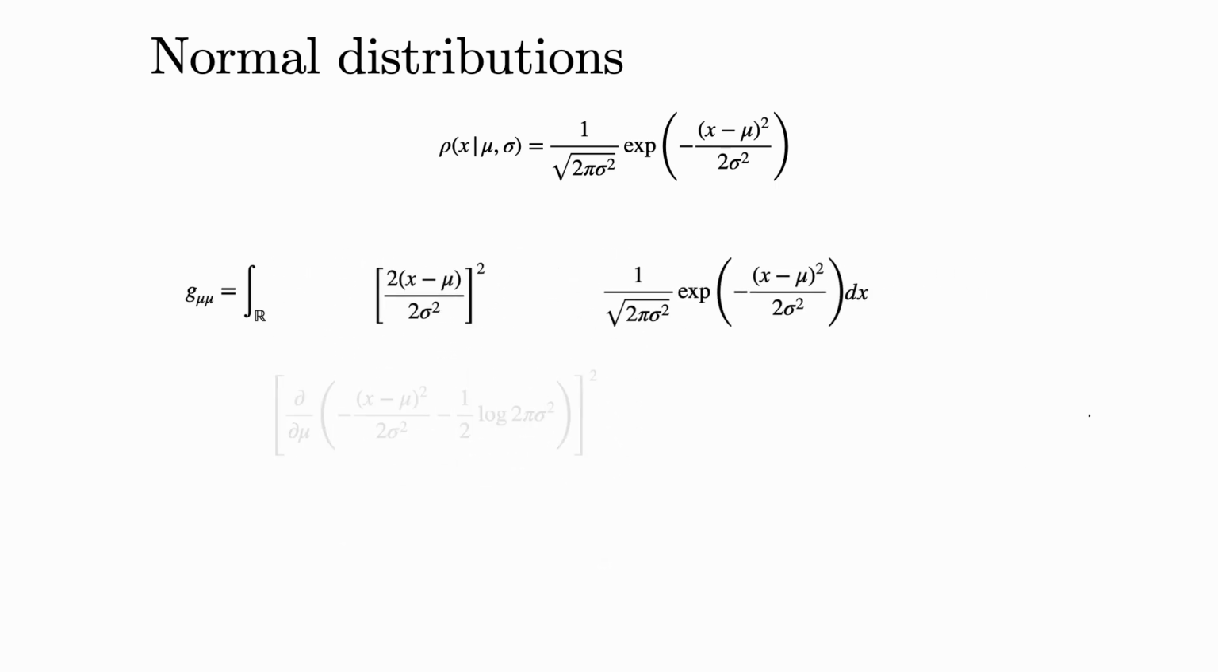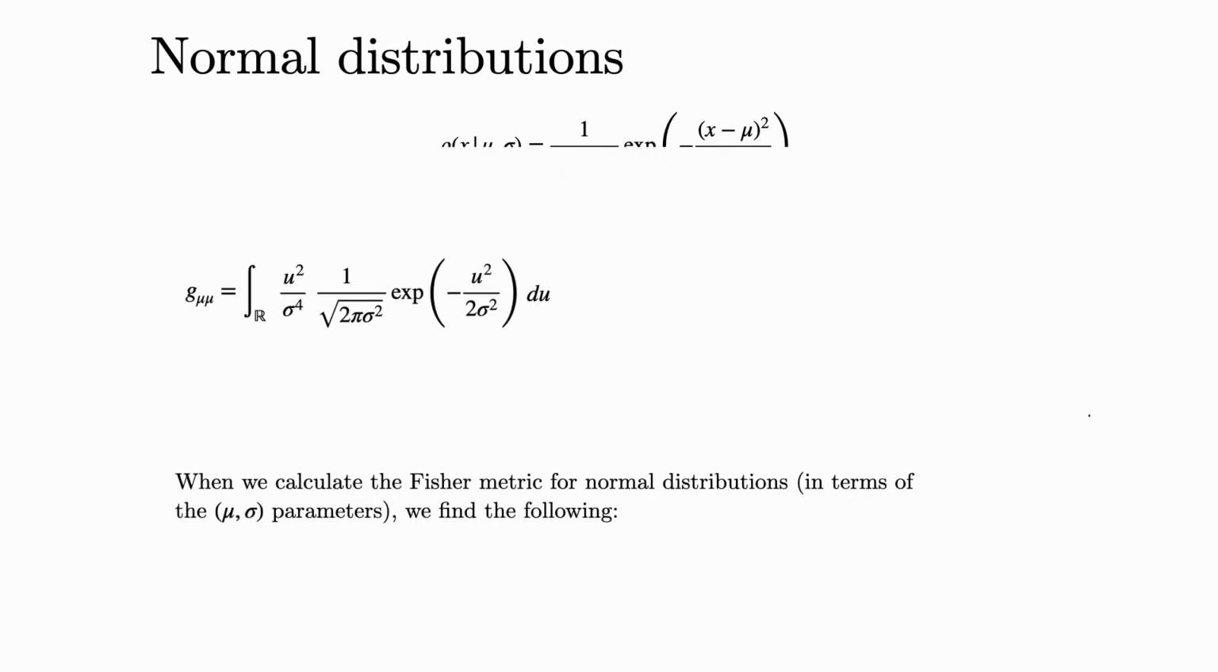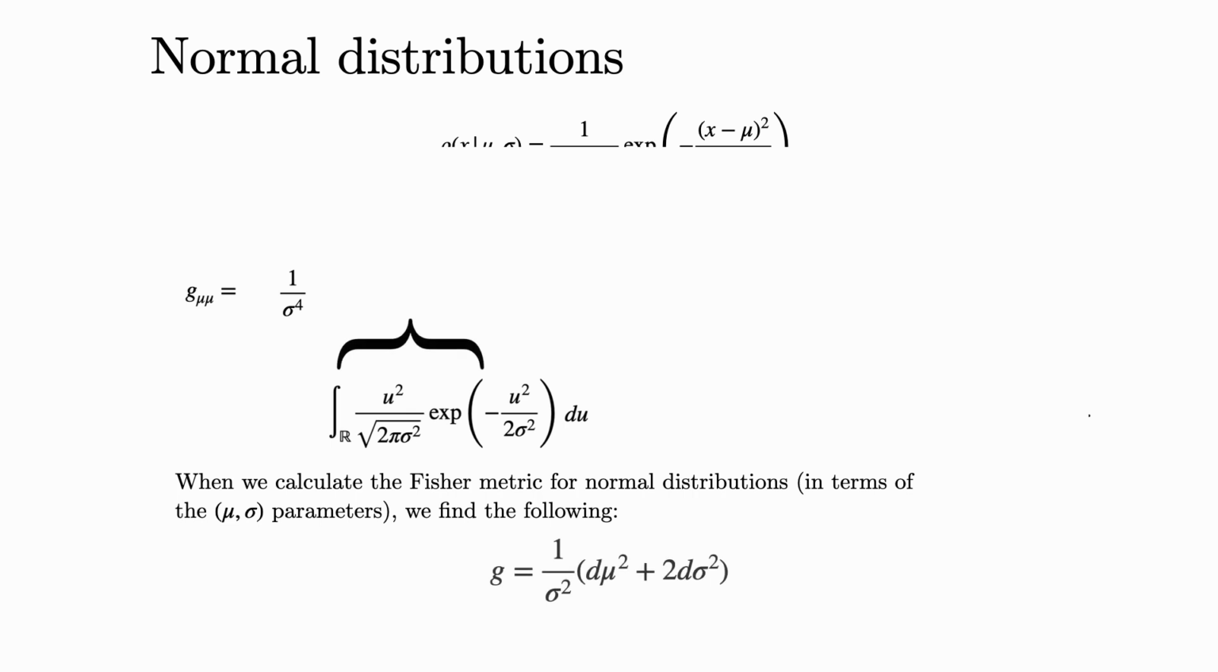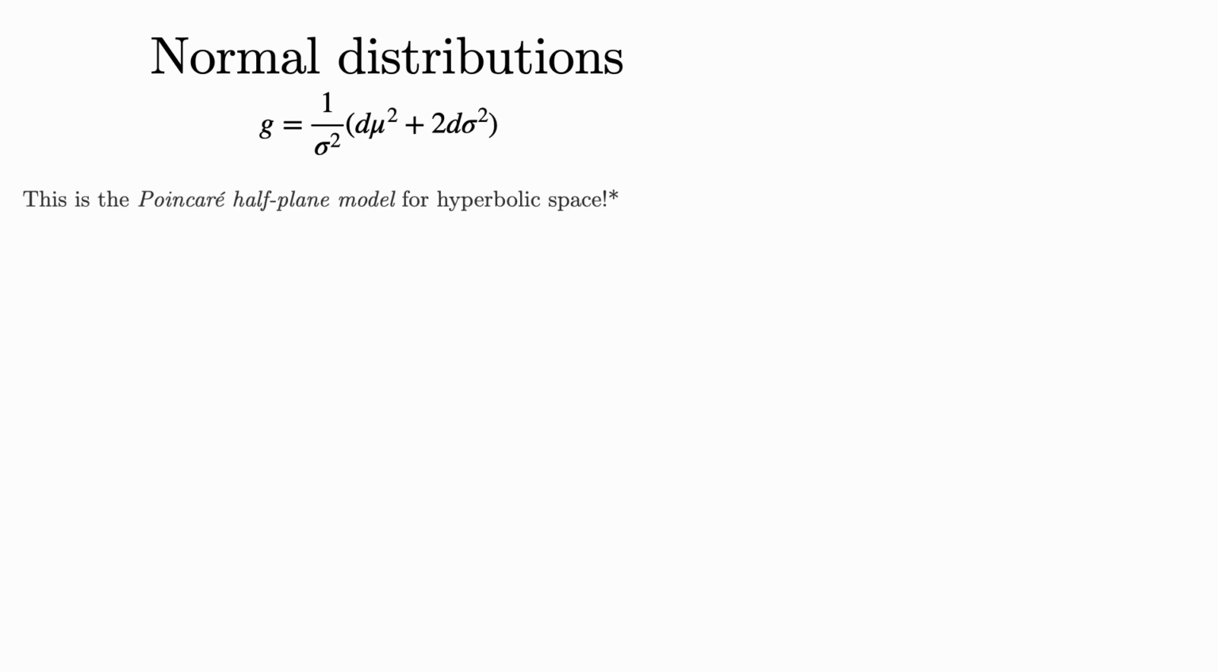Now, if we do this calculation for the space of normal distributions, so we take this PDF and we put it into that integral, after an exercise in Gaussian kernels, we find the following formula. For those of you who have taken a course in non-Euclidean geometry, this expression might be familiar. It's the Poincare half-plane model for hyperbolic space. Ignoring that factor of 2, which can be eliminated by rescaling the variance.